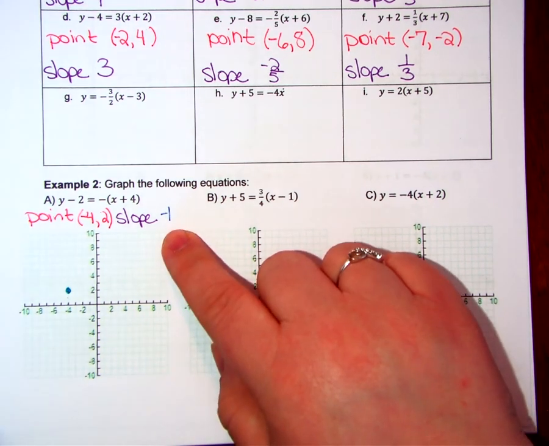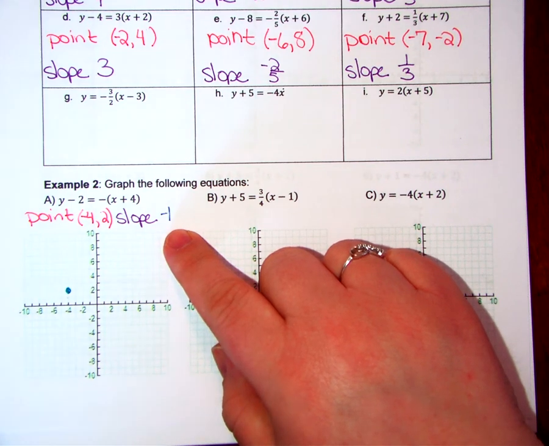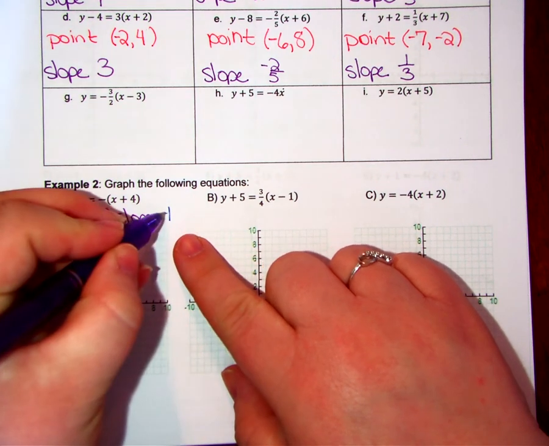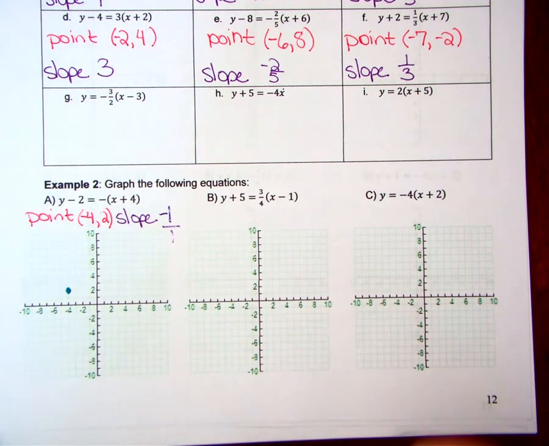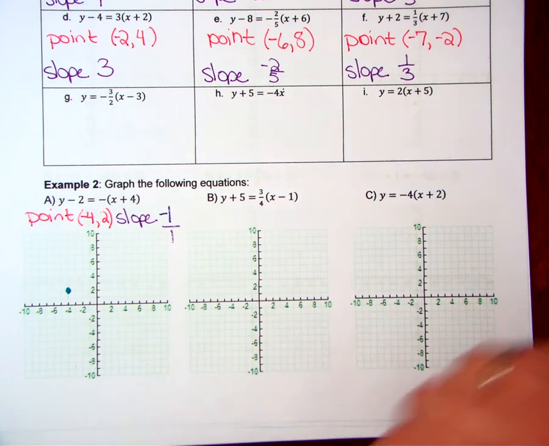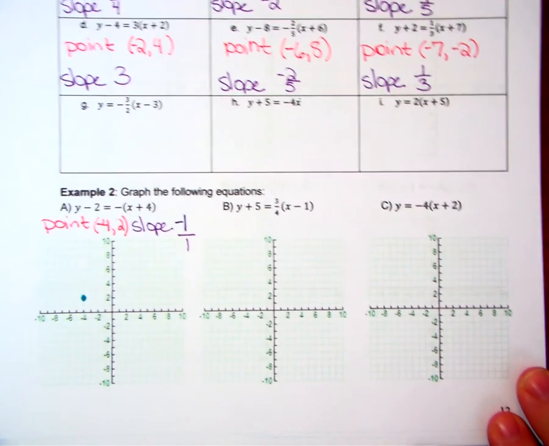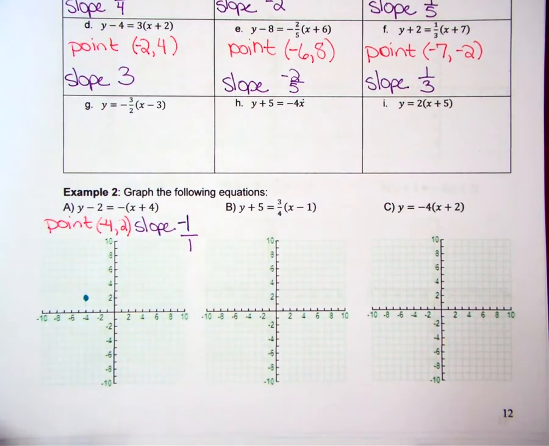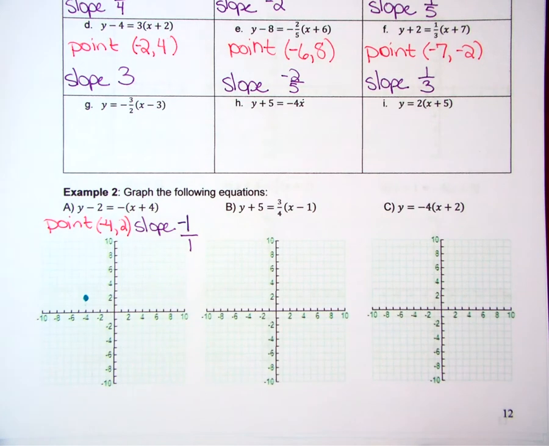And now I'm going to count my slope. Remember, it's always a good idea for you to write your slope as a fraction. So instead of just making it negative 1, we're going to make it negative 1 over 1. Because that top number tells me how many to move up or down, and the bottom number tells me how to move left or right. Now, we always move to the right because we try to keep our bottom number positive.